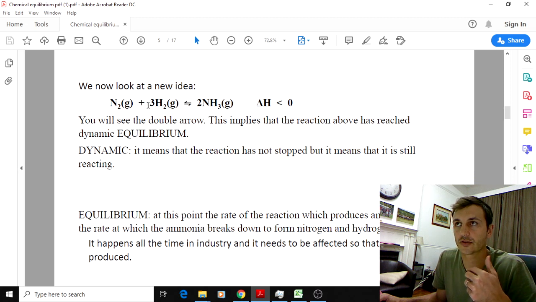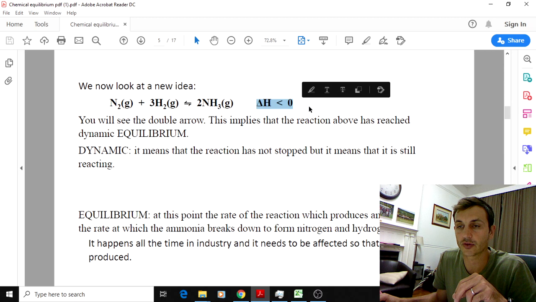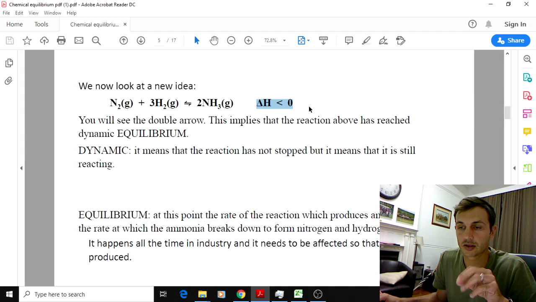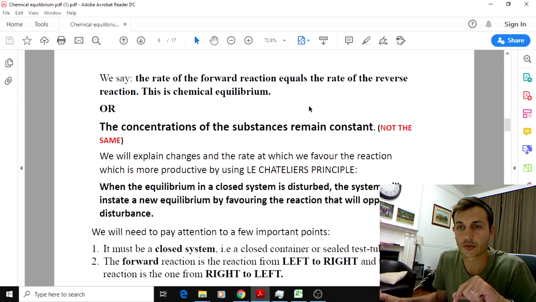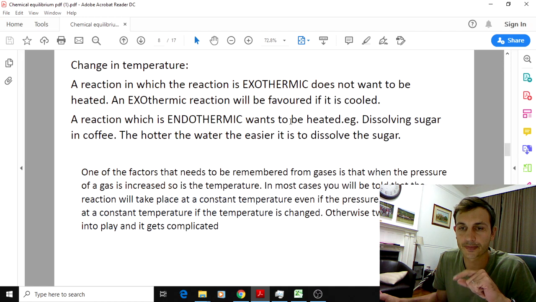The inverse is also true. So if we had to decrease the temperature here, that means it will favor the exothermic reaction. So that will favor the forward reaction and produce more ammonia. So it's vitally important for us to know what type of reaction we've got. Is it endothermic or is it exothermic? Because if we know that, we will know what type of effect the change in temperature will have and which reaction it will favor, forward or reverse.